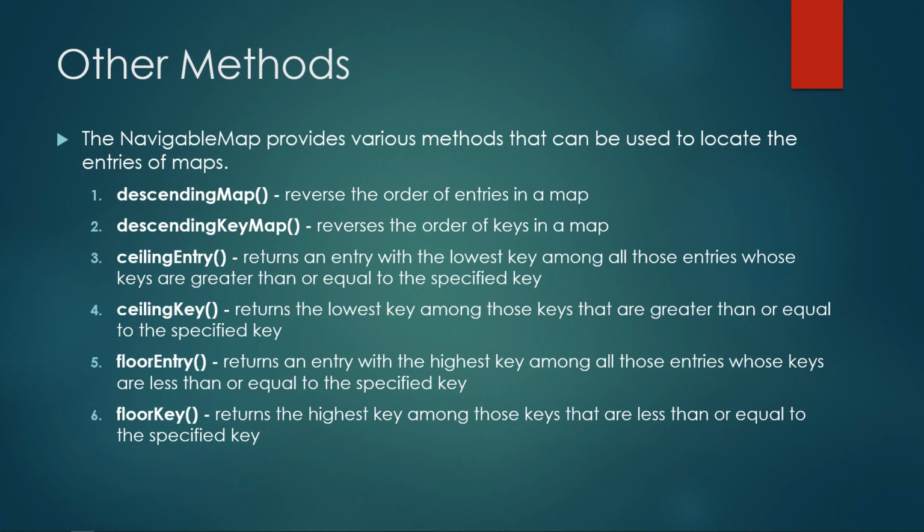Next we have the ceiling entry method. This returns an entry with the lowest key among all those entries whose keys are greater than or equal to the specified key. Next we have the ceiling key method. This returns the lowest key among those keys that are greater than or equal to the specified key. Next we have the floor entry method. This returns an entry with the highest key among all those entries whose keys are less than or equal to the specified key. Next we have the floor key method. This returns the highest key among those keys that are less than or equal to the specified key.